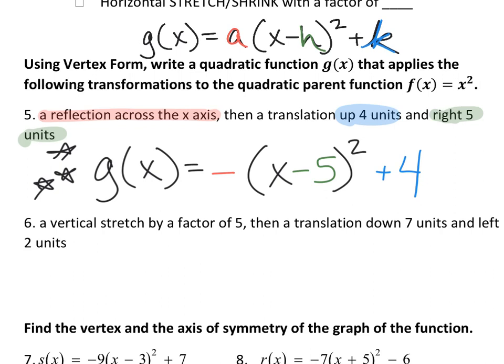Are you checking to make sure? Well, you forgot your negative in the front. That's a typo. Oh no. Because it didn't flip over yet. And now once you put that negative in there, it flipped over, it moved up, and it moved right. Correct? There you go. You did it.